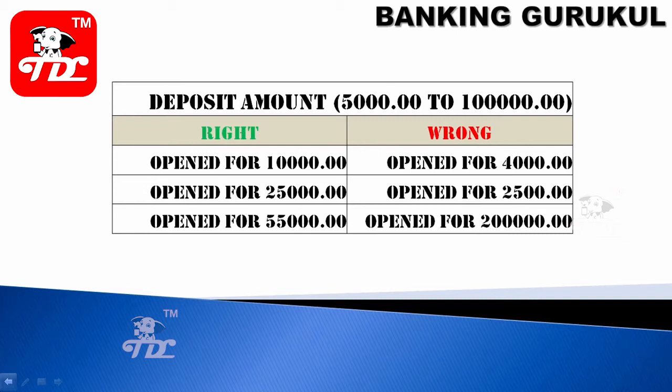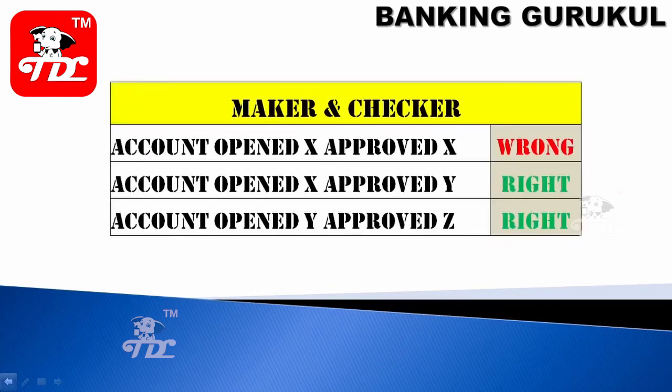So these are the negative scenarios. And maker checker. You know what is maker checker? In a bank, all activities should be done by two people. One person does an activity, and another person should approve it. So in my bank, maker checker means if an account is opened by X, it cannot be approved by X. It can be approved by Y or by Z.